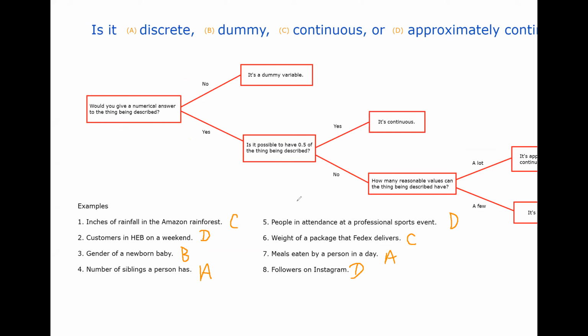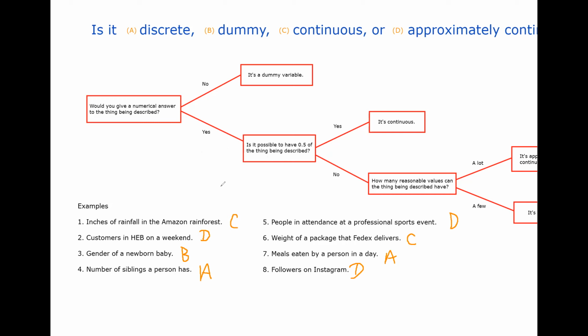Time it takes for a personal shopper in an H-E-B store to pull a customer's order from the shelves. Numerical answer, yes, time is a numerical value. Is it possible to have half of the thing being described? Well, first off, you might want to ask yourself, how might you measure time? That might be measured in minutes or seconds or hours. So let's say minutes. Is it possible to have half a minute? Of course, it is possible to have half a minute. It's possible to have a minute, a quarter minute, a tenth of a minute, any fraction of a minute. So for that reason, 2 is continuous.